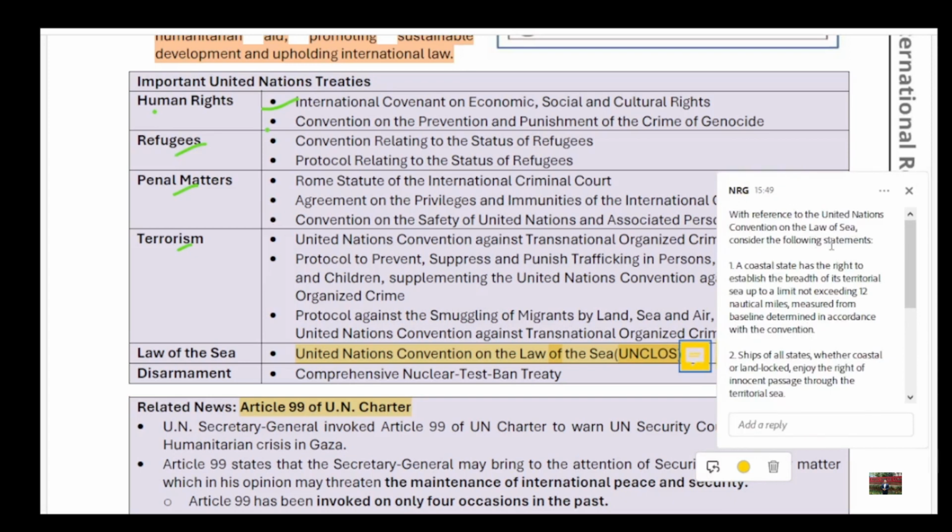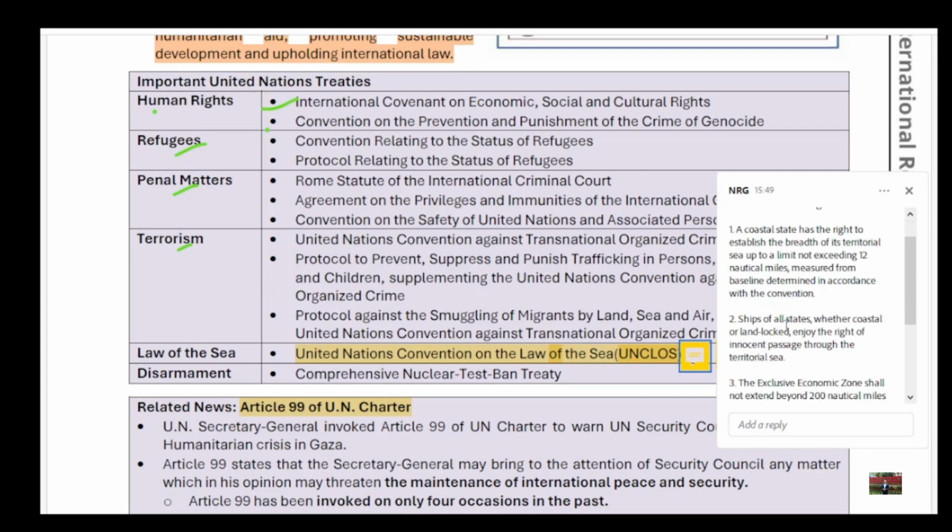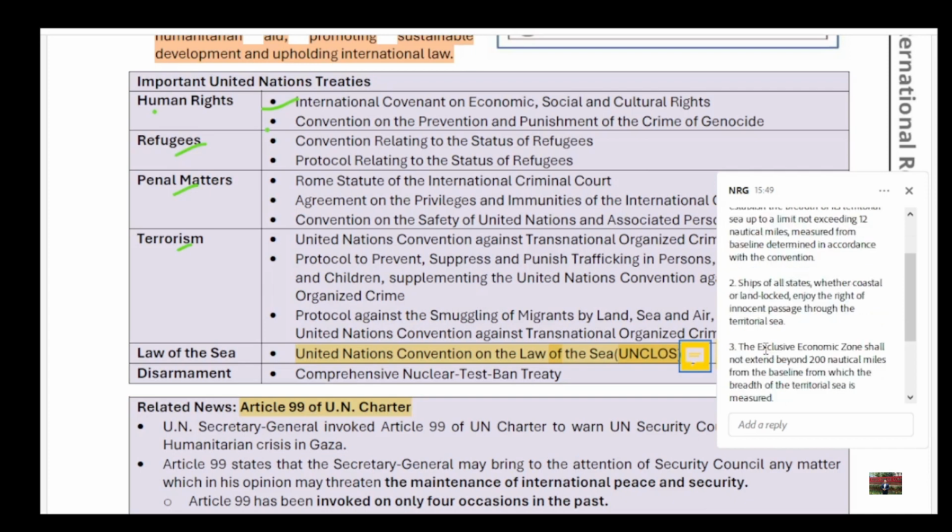with reference to UNCLOS, that is the United Nations Convention on the Law of the Sea, consider the following statements. The first option was, a coastal state has the right to establish the breadth of its territorial sea up to a limit not exceeding 12 nautical miles, measured from baselines determined in accordance with the convention. All right, absolutely right statement. The second option is, ships of all states, whether coastal or landlocked, enjoy the right of innocent passage through the territorial sea. All right, very true statement.